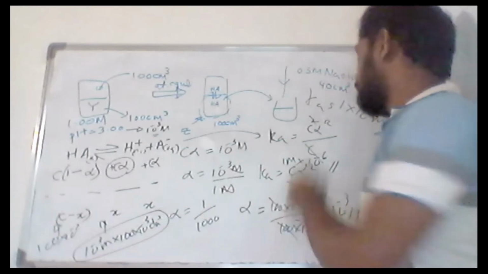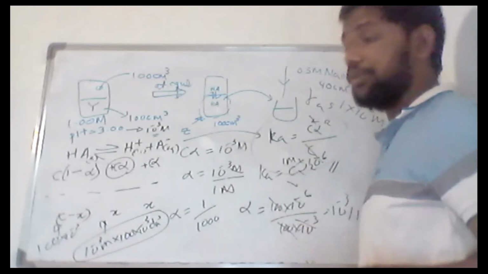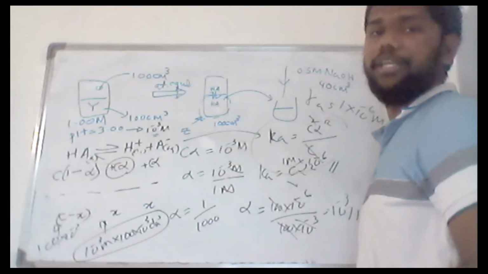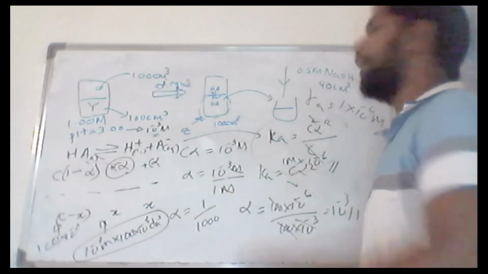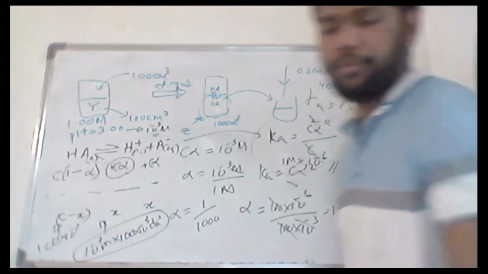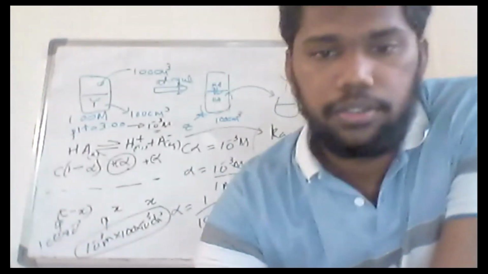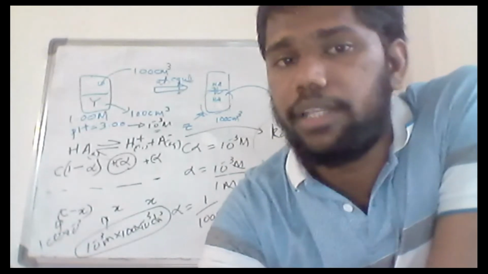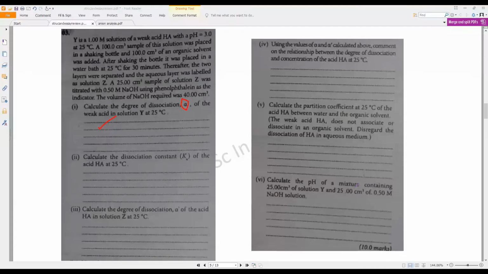Then you can show this equation, K is equal to C alpha squared, and then you plug alpha to find K. So you will get K is equal to 1 into 10 to the power minus 6. Now this is a first level question that we normally discuss in pH calculation and all those things. So this is done.